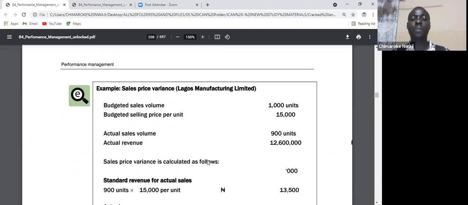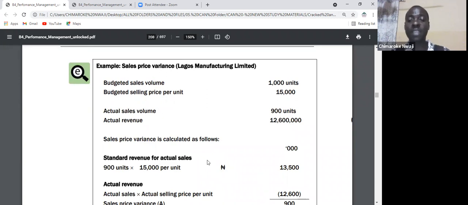Let's look at an example. We are using Lagos Manufacturing Limited. We are still using the same parameters, but certain things have been added. Remember, all these things we are doing derive from the first question we got in standard costing. Our budgeted sales volume, we budgeted to sell 1,000 units, remember? But we actually sold 900. And we budgeted to sell them at 15,000 naira per unit. But your actual revenue happens to be 12,600,000. What does that tell us? That our selling price will be 12,600,000 divided by 900, which gives us 14,000 naira. That means our actual selling price is 14,000.